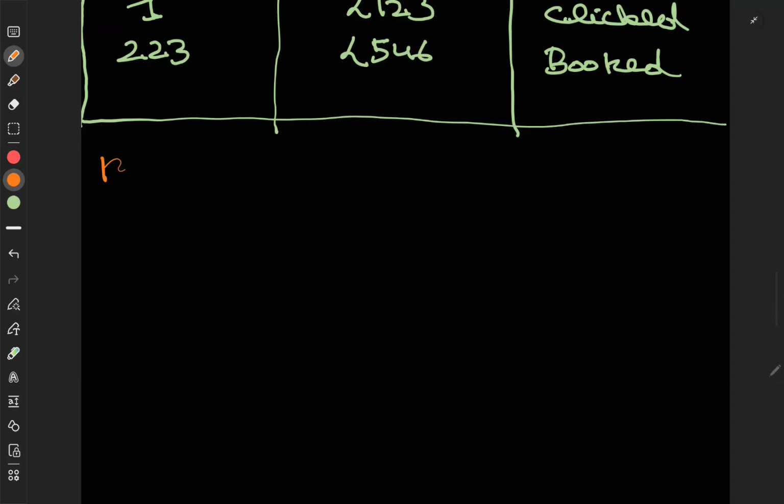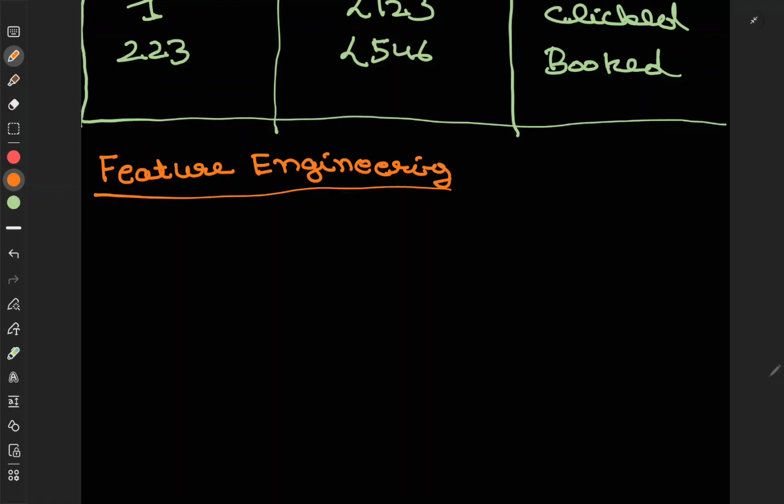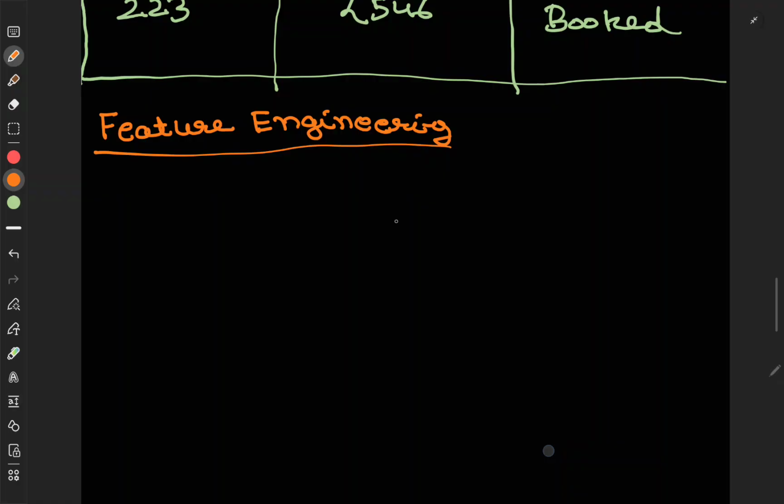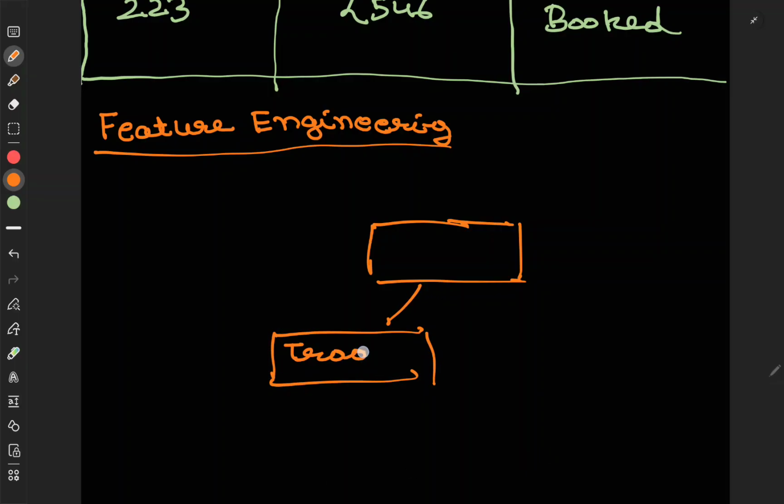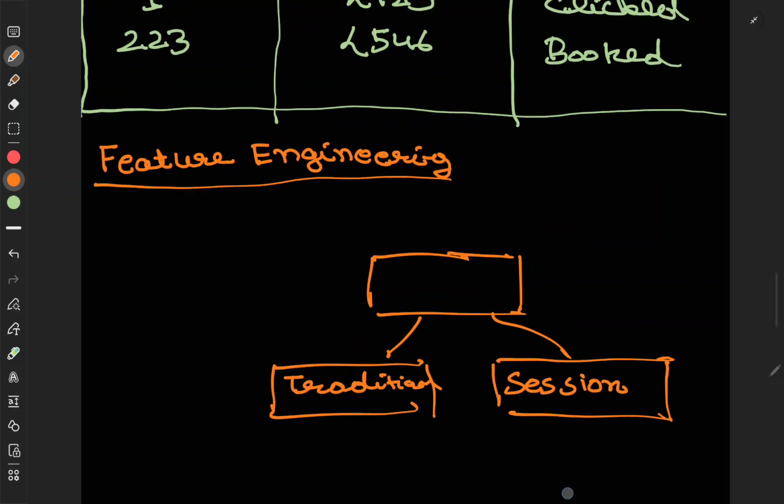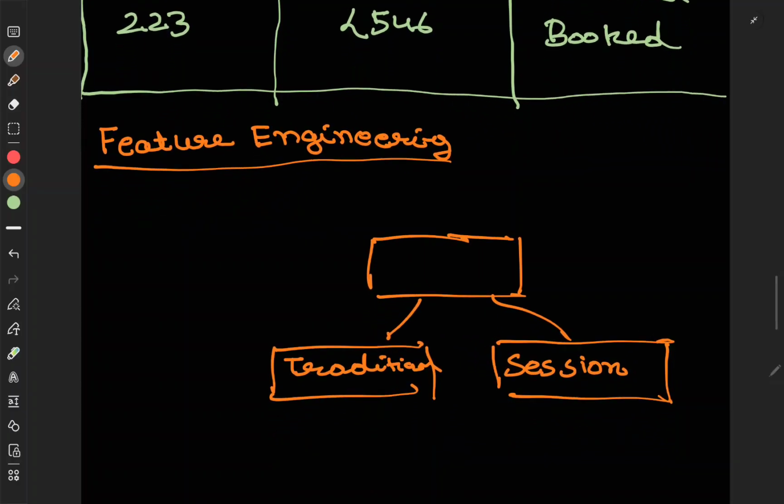Now coming to the fourth part, that is feature engineering. Before jumping into feature engineering, I need to tell you a few things. We have two types of recommendation system. One is a traditional recommendation system, and one is a session based recommendation system. Now what does traditional recommendation do, and what does session based recommendation system do?